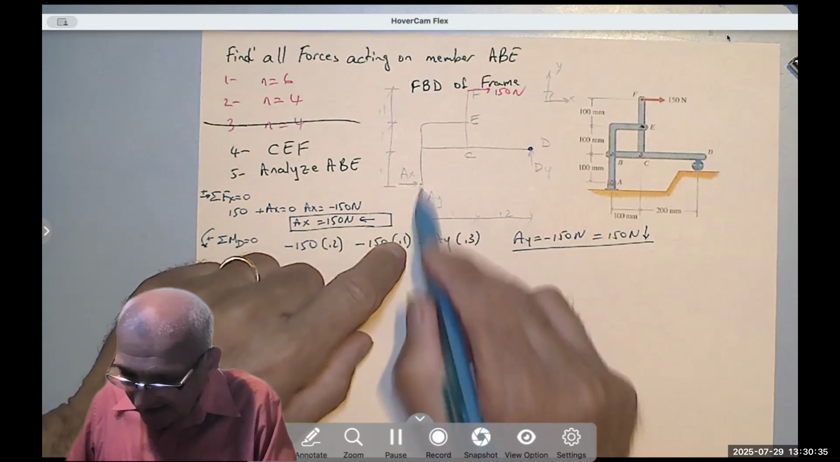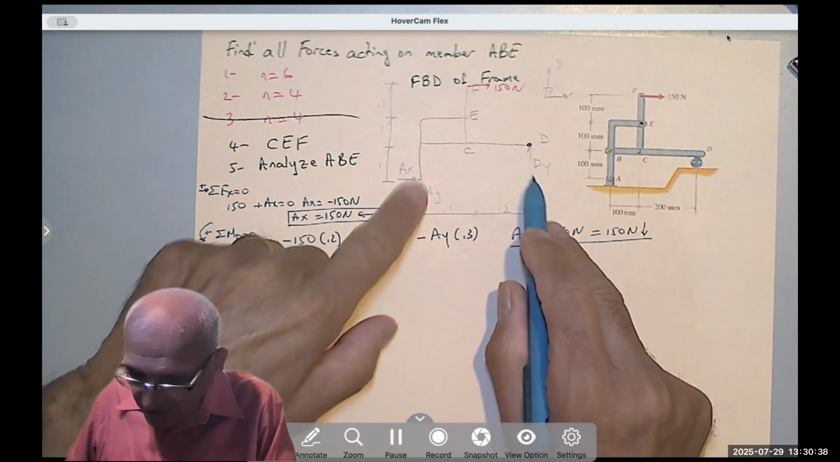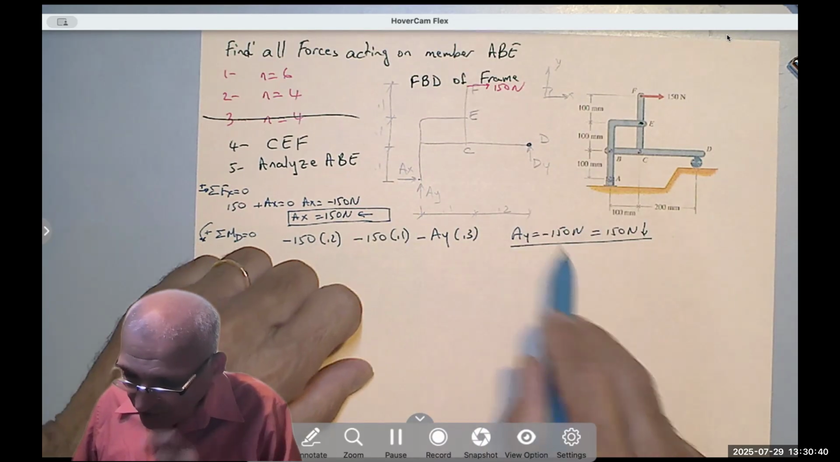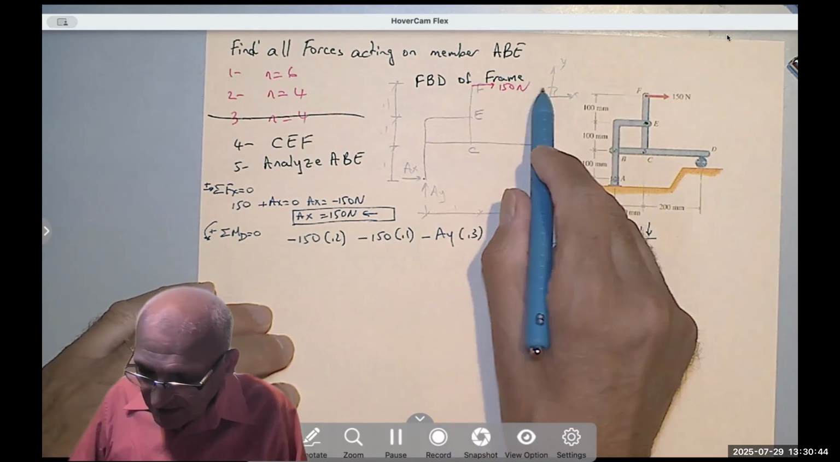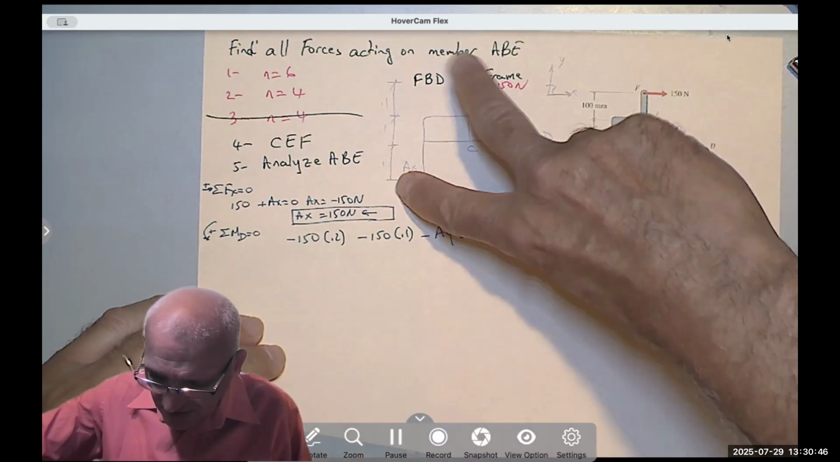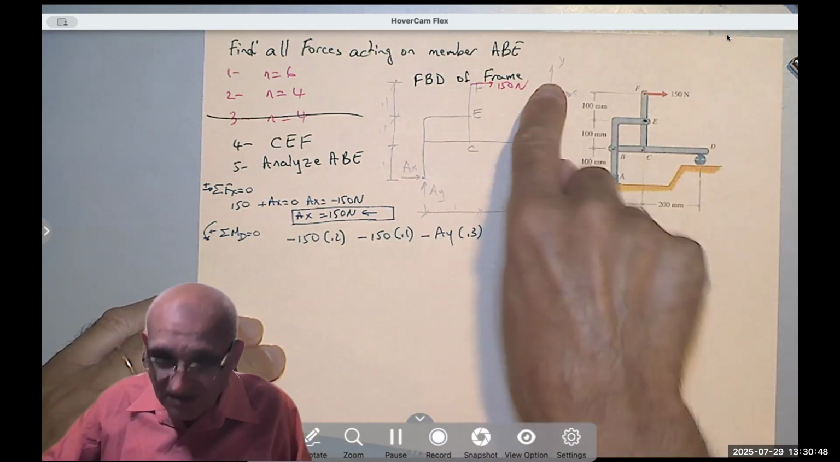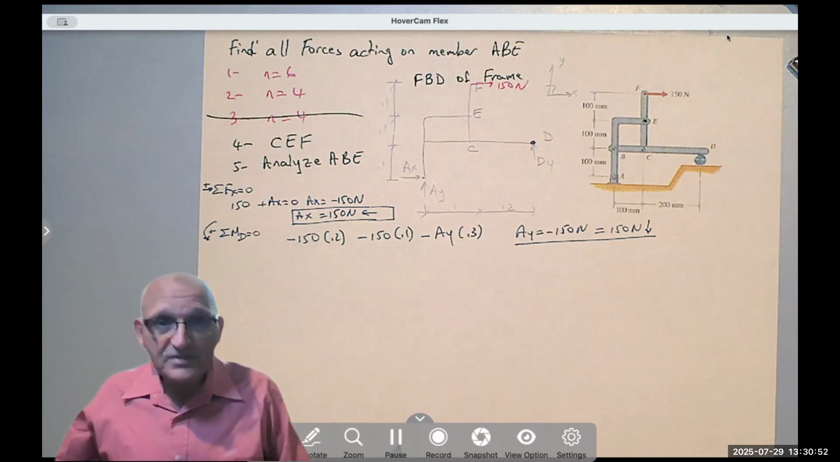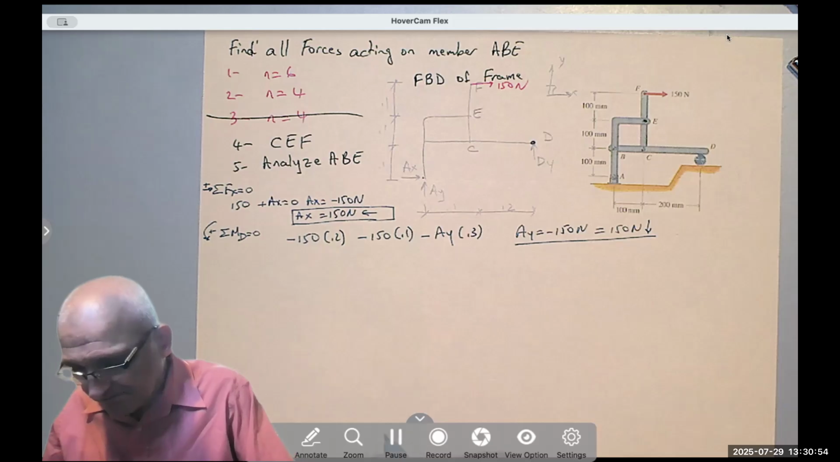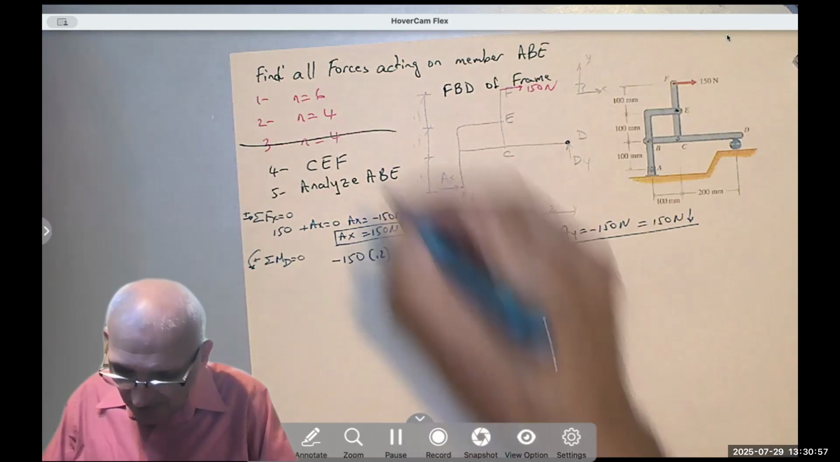So this is going down, this is going up. They are rotating counterclockwise. The magnitude is 150 times 0.3. And this is going to the right, this is going to the left. So it's rotating clockwise, 150 times 0.3. These are the two couples that are equal and opposite acting on the frame. So now I'm done with that.